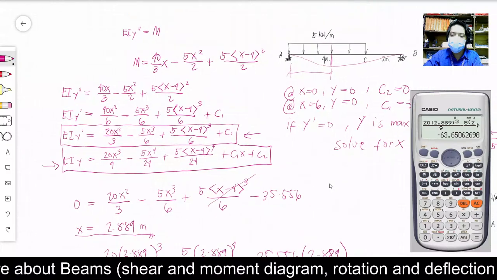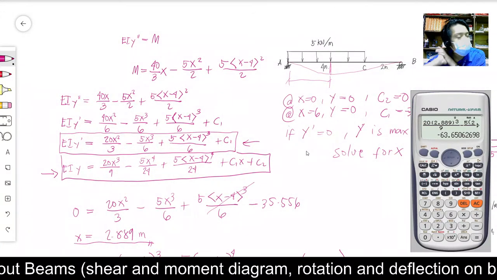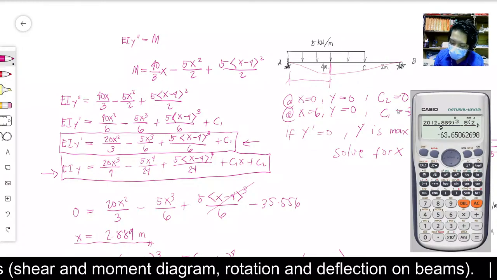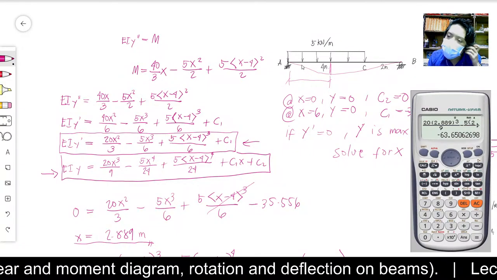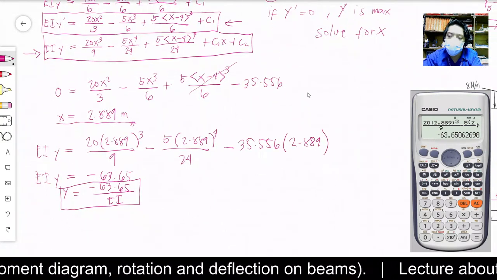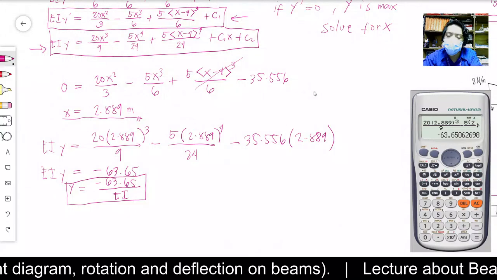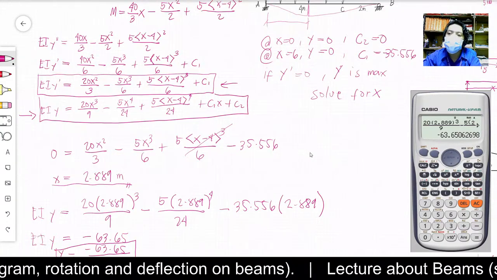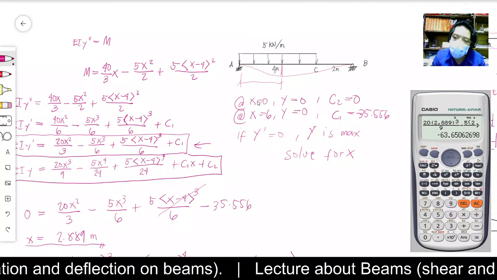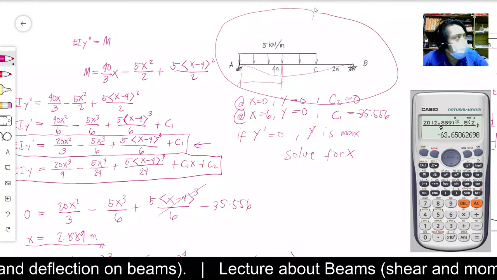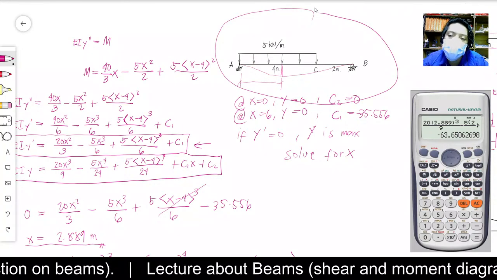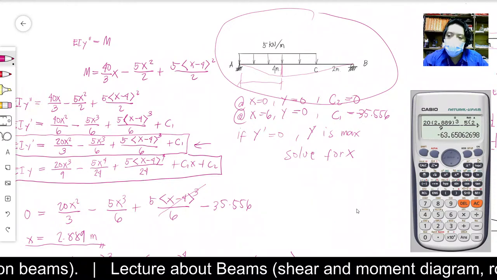Okay, so for your assignment, you have to solve the same beam. Find the maximum deflection using the double integration method. My answer is negative 63.65 over EI. Now your assignment will be to solve the same problem, but you will use the virtual work method, the unit load method, to find the maximum deflection.